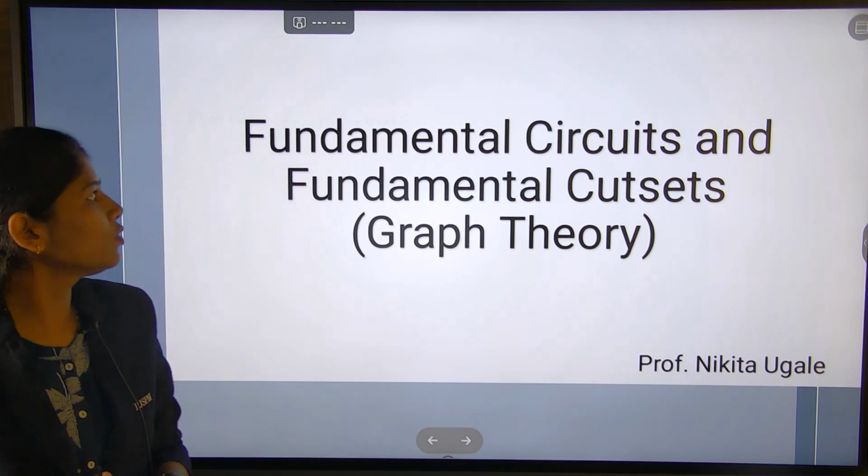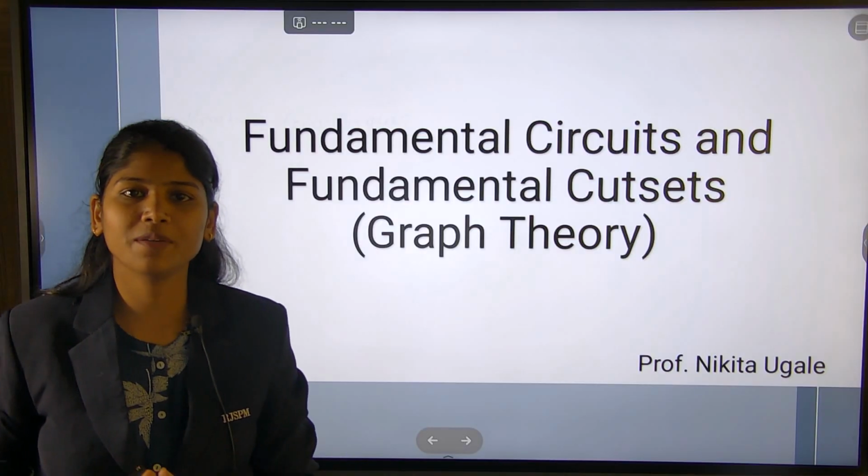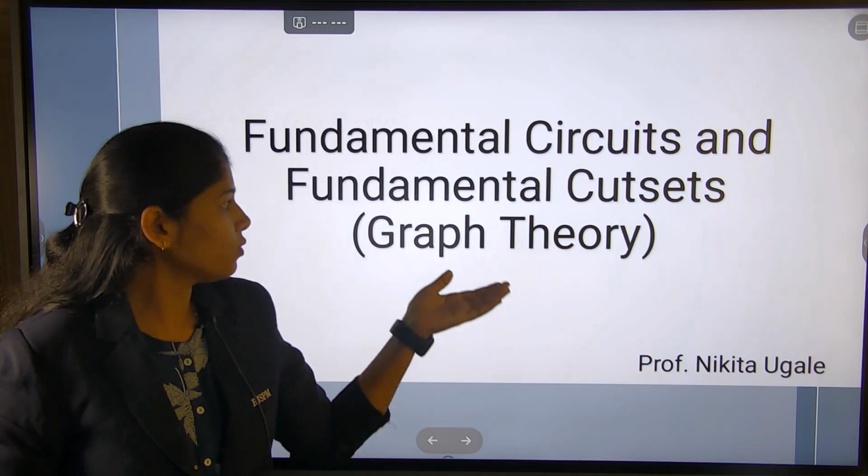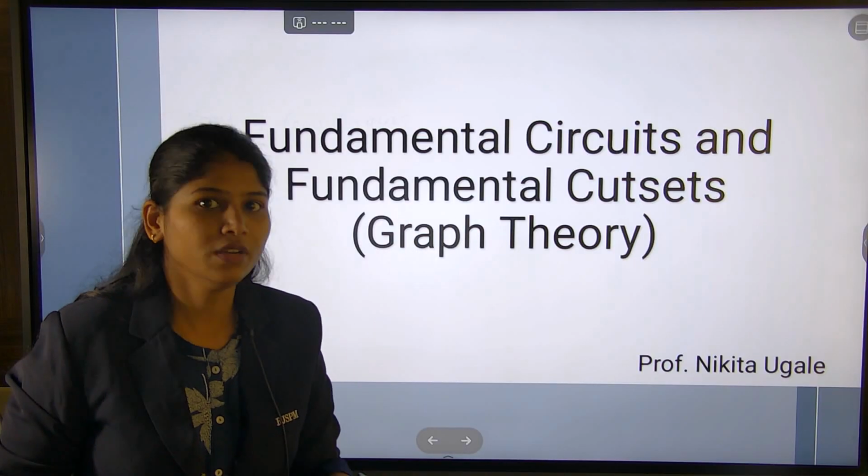Today we will discuss the topic fundamental circuits and fundamental cut sets. This topic is from graph theory.